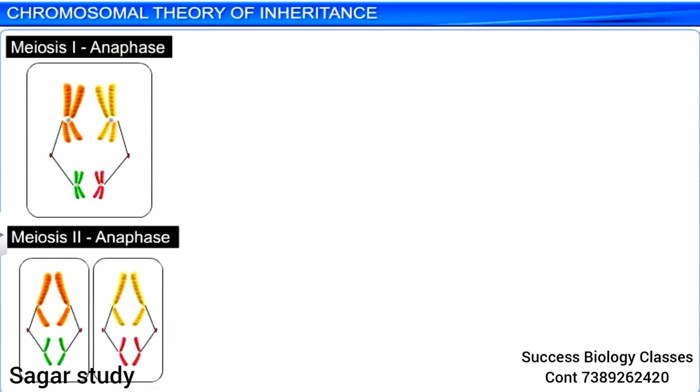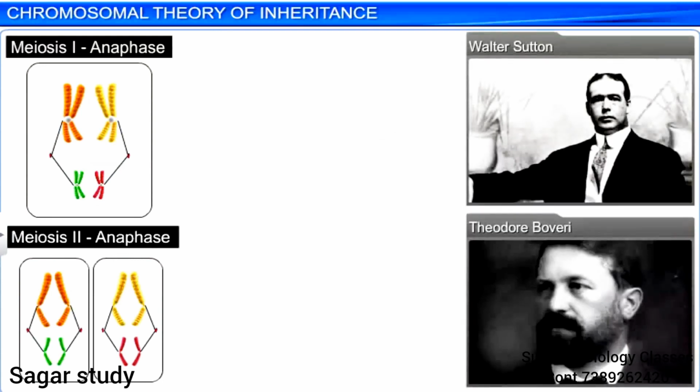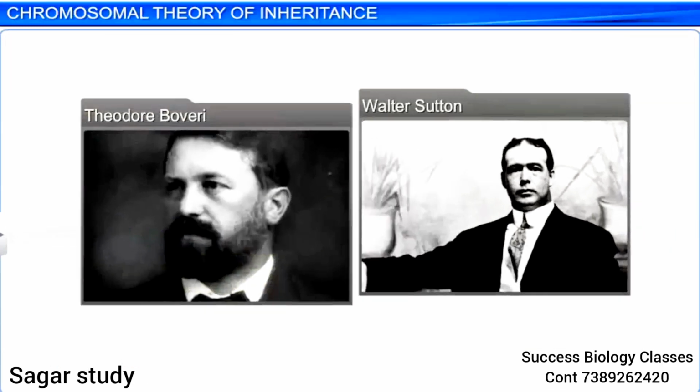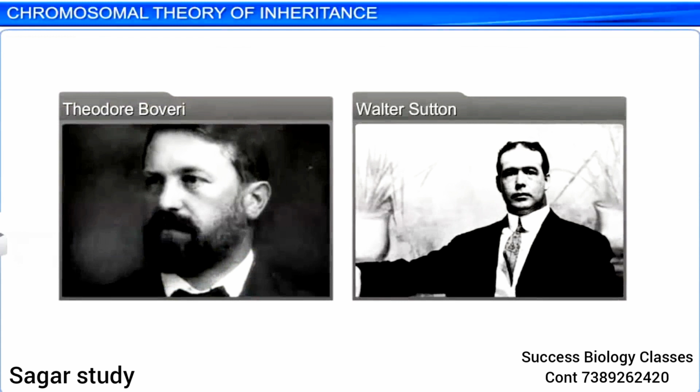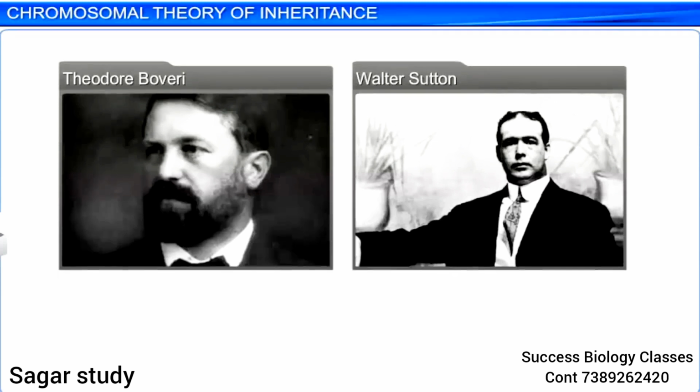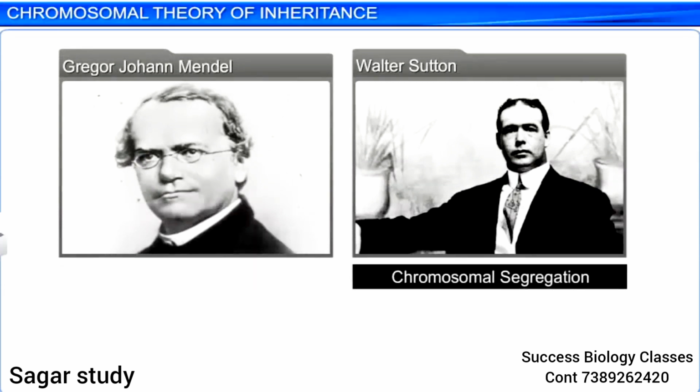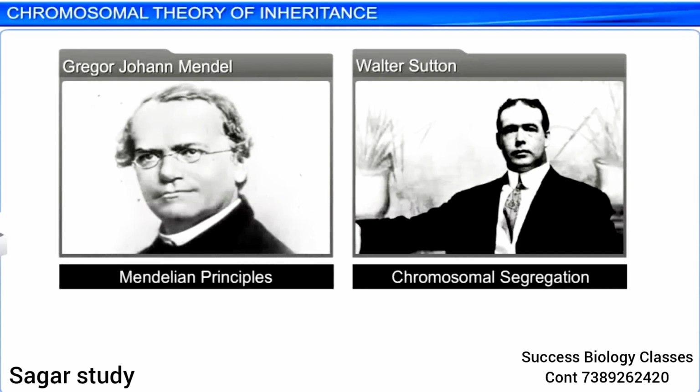Both Sutton and Boveri were of the opinion that the pairing and separation of a pair of chromosomes would result in the segregation of a pair of genes or factors carried by them. Their hypothesis on chromosomal behavior came to be known as the Boveri-Sutton chromosome theory. In fact, Sutton combined this hypothesis of chromosomal segregation and Mendelian principles and called it the chromosomal theory of inheritance.